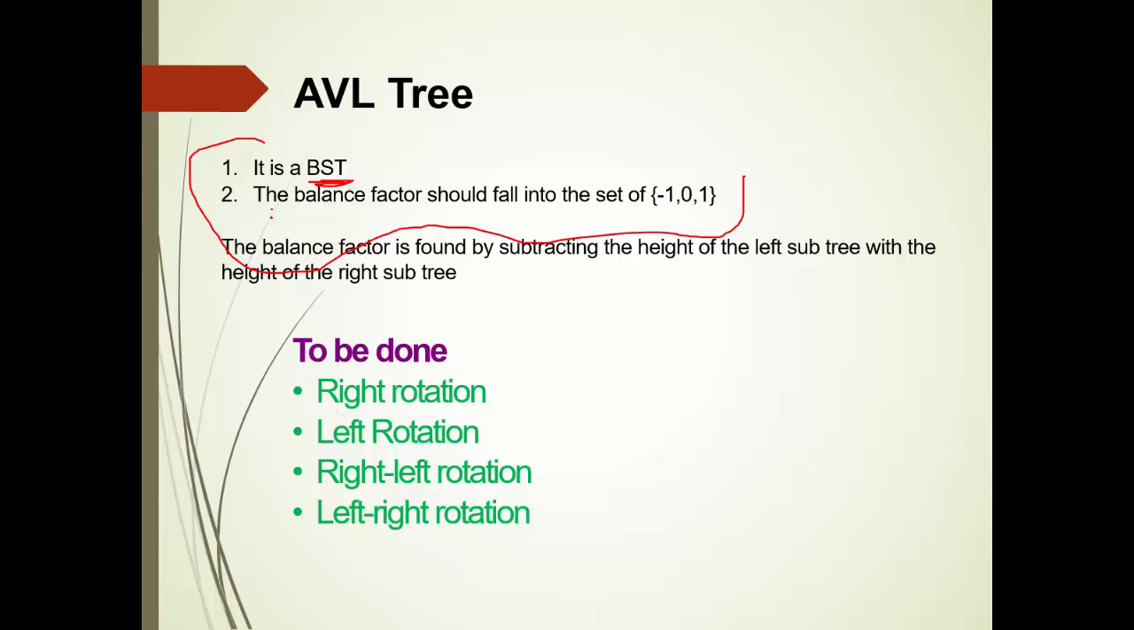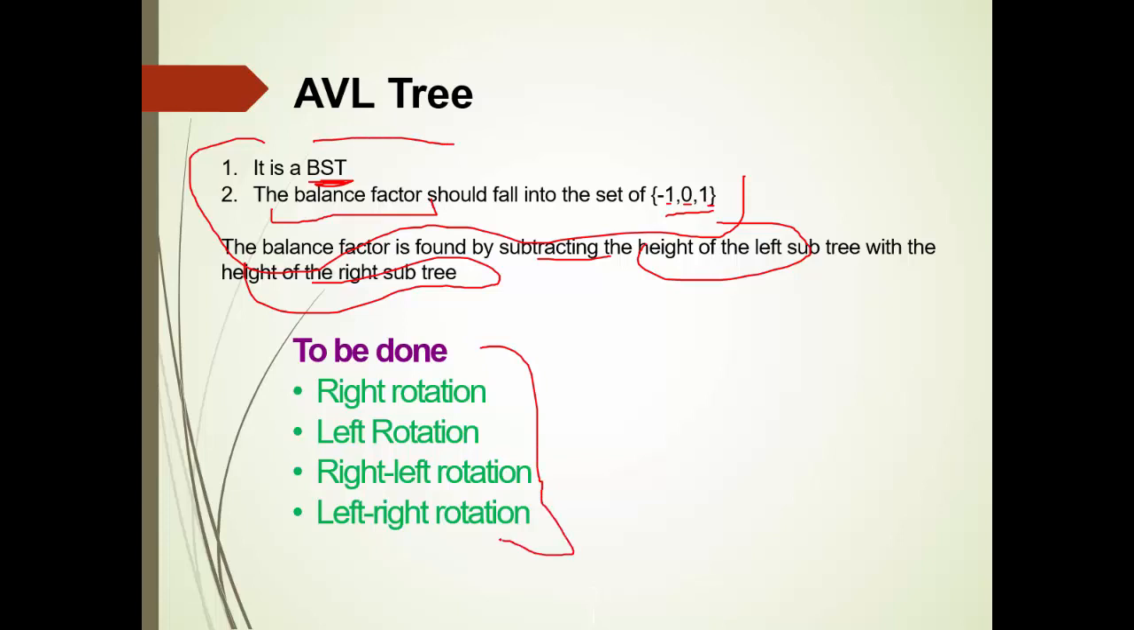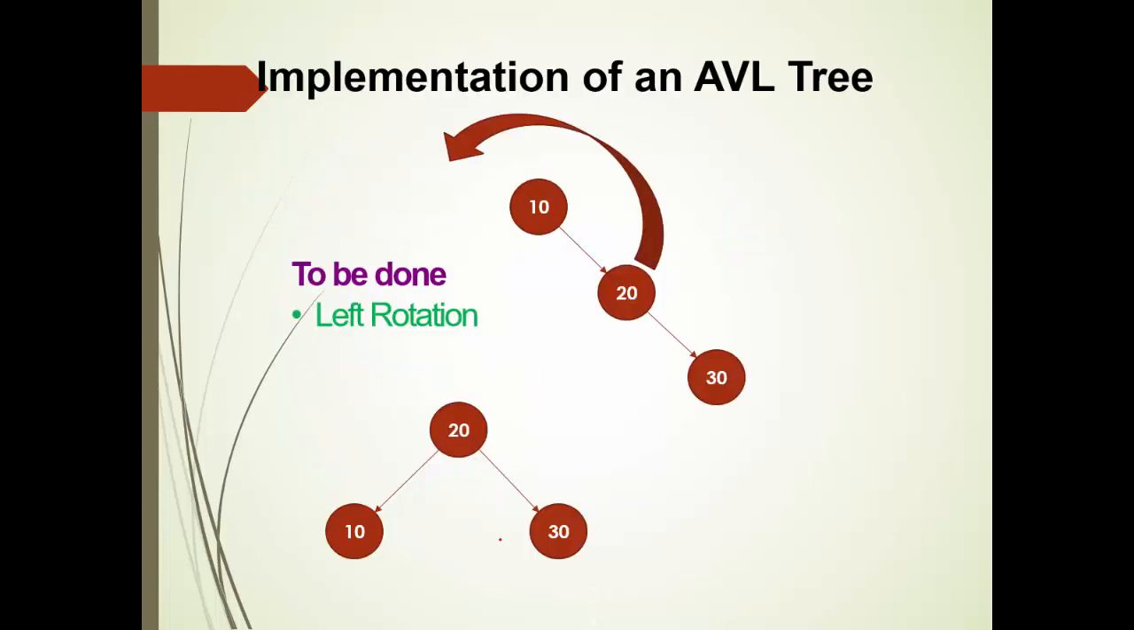And also there should be the balance factor. That balance factor should be -1, 0, and 1. And the balance factor is found by subtracting the height of the right subtree from the height of the left subtree. So what do you do in order to have an AVL tree? You do the right rotation, left rotation, right-left rotation, or left-right rotation.